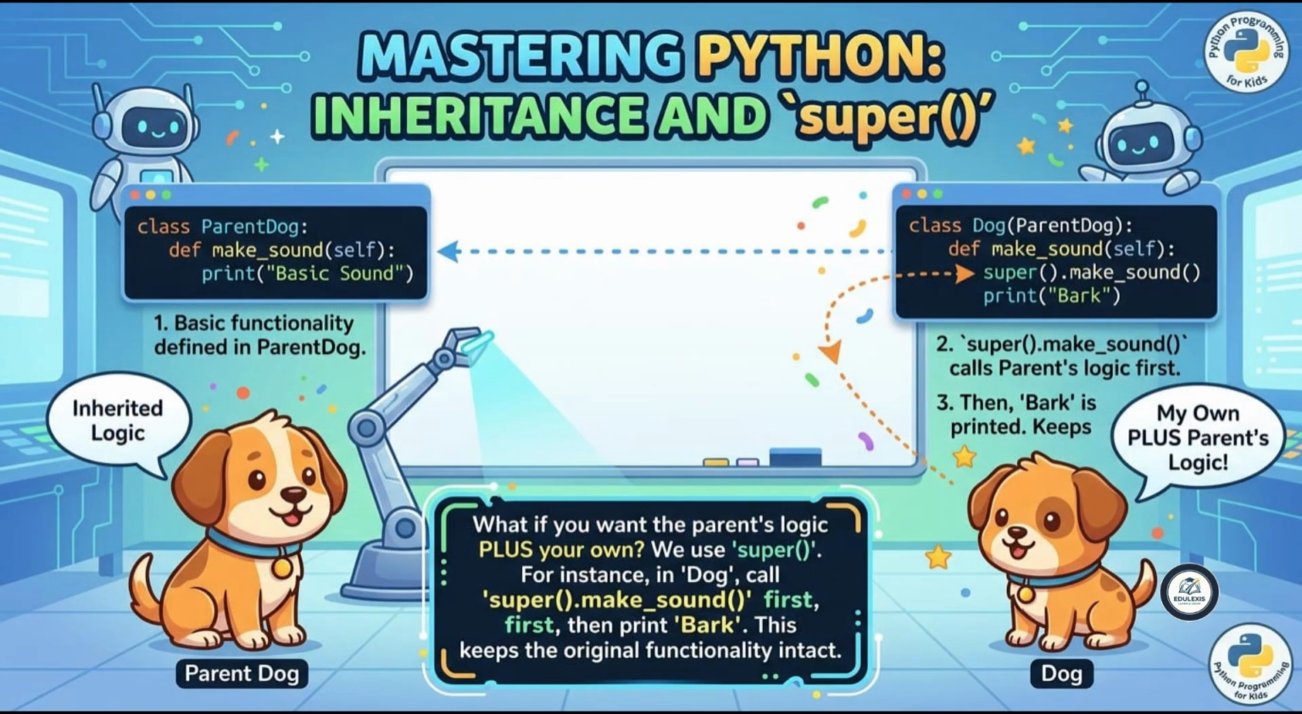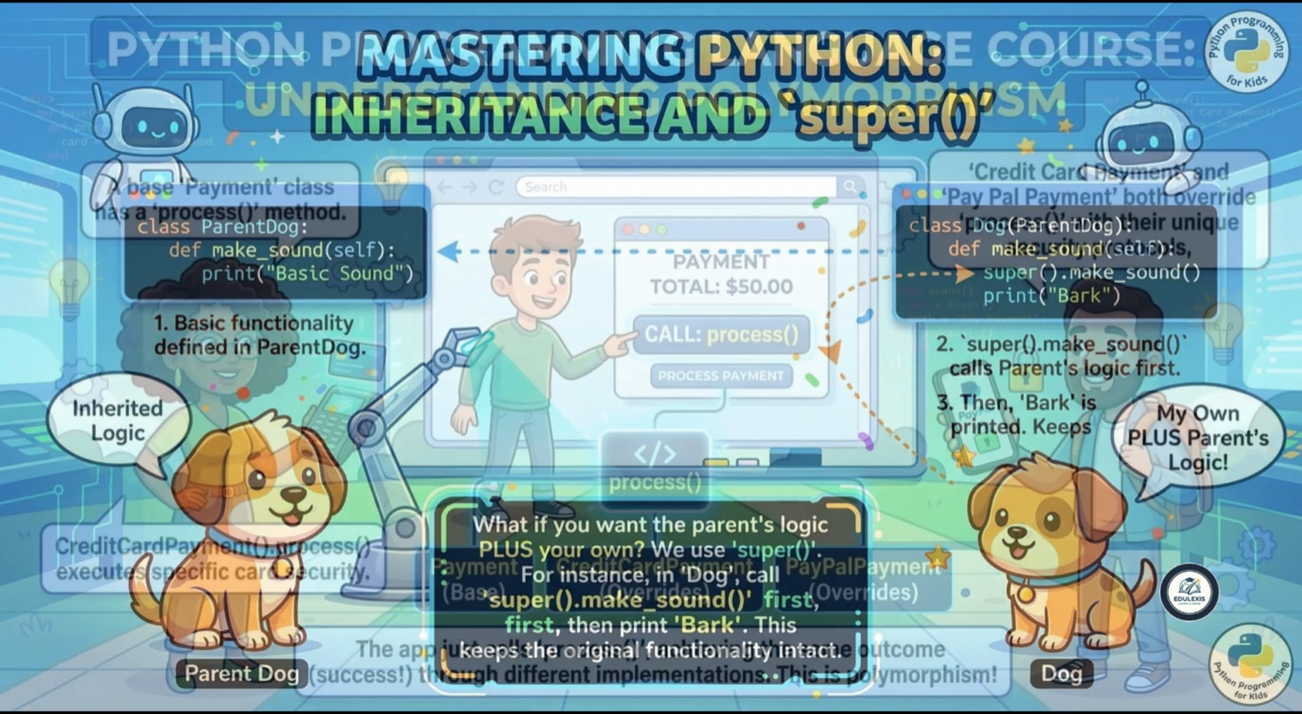What if you want the parent's logic plus your own? We use super. For instance, in your Dog, call super().make_sound first, then print "Bark." This keeps the original functionality intact.